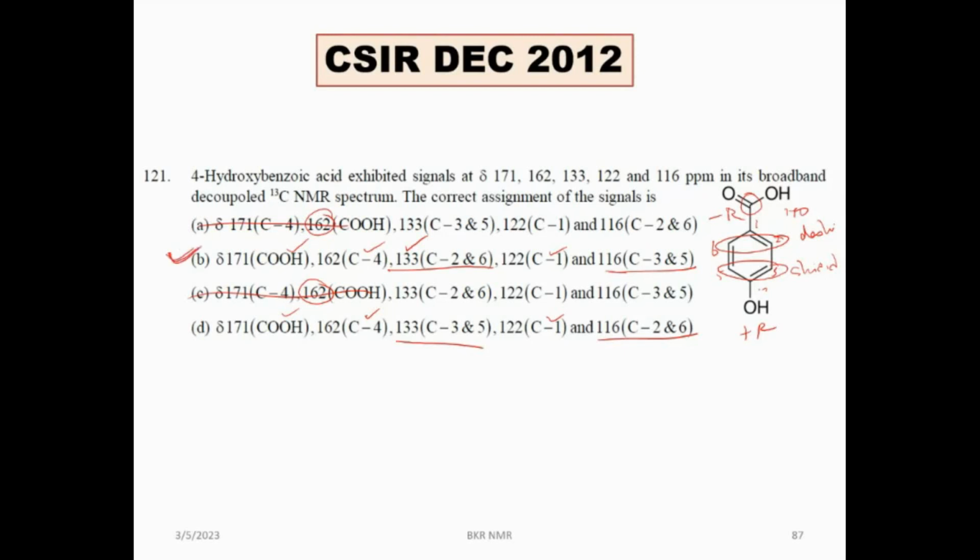So don't try to look at what value this has and what value that has. If you approach it this way and eliminate the wrong options, it will land you straight away at the answer. That is how you should approach it.